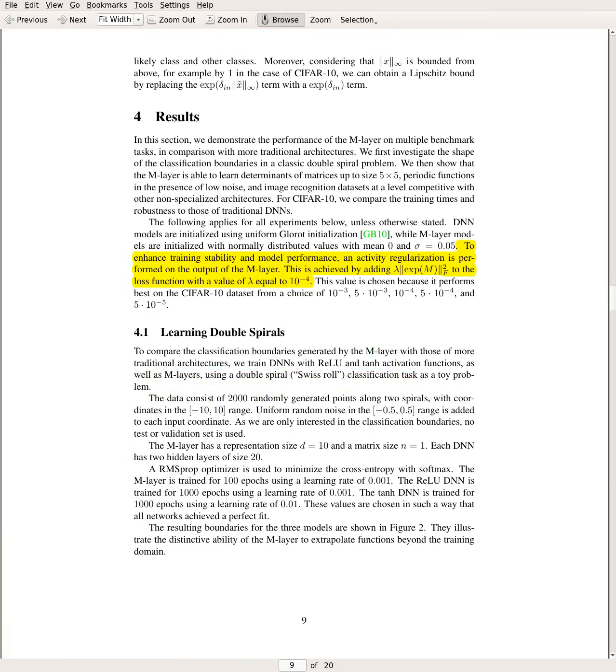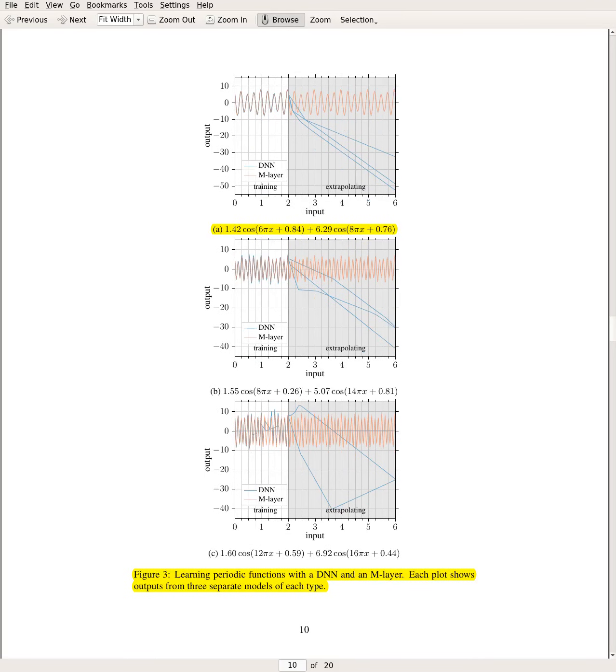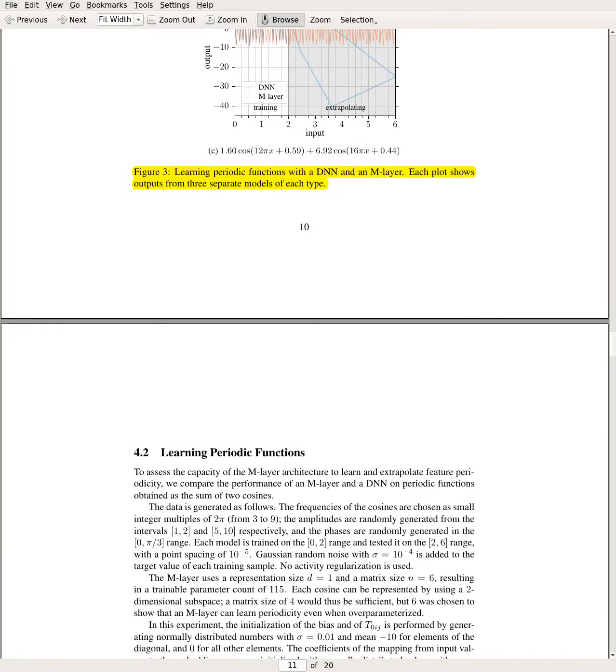To enhance training stability and model performance, they add a Frobenius norm of the exponential of the M matrix. That's the simple regularization used. Here there's a demonstration of how well they can fit those periodic functions again. As with the Swiss roll, they can approximate periodic functions excellently compared to neural networks, which perform very badly when you go into the future. They start to be incapable of extrapolating. Well, basically they cannot extrapolate, right? But this is actually able to extrapolate.